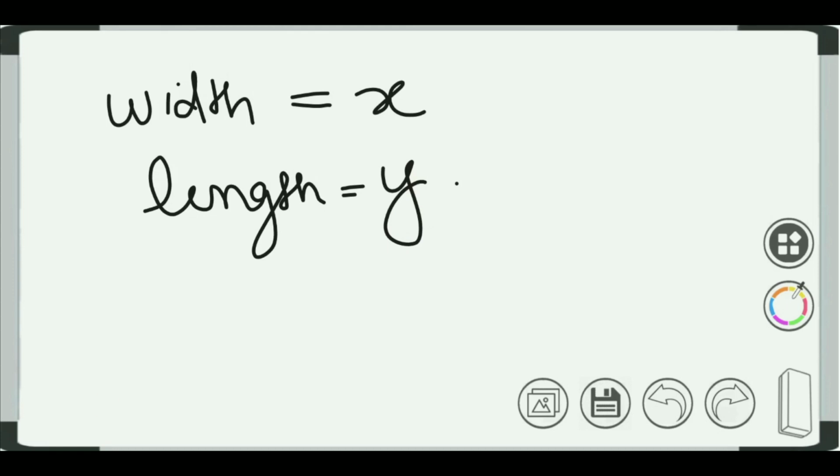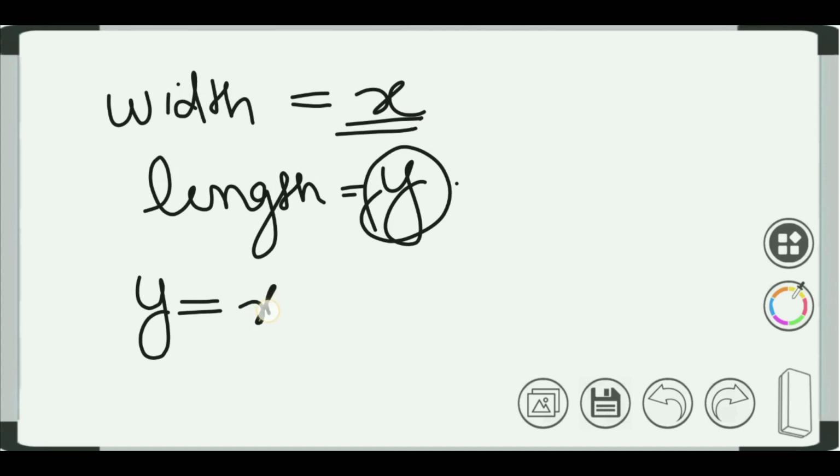They have told in the question, length is 4 meter more than its width. What is length here? We have taken length as y. So you can write y is 4 meter more than its width. Width is x. So x plus 4. 4 meter more than width. Okay. y is equal to x plus 4.